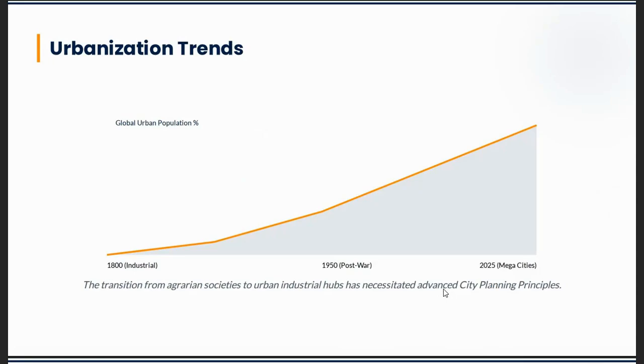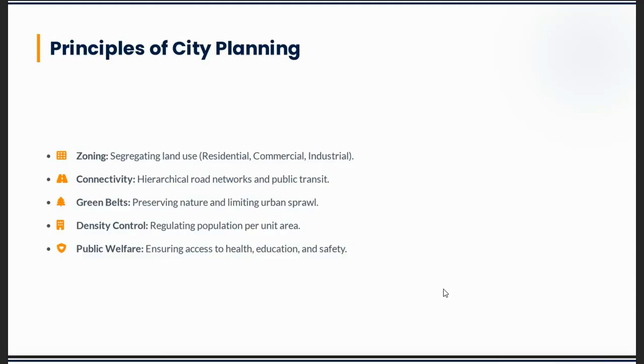Urbanization trends. Initially it was about the industrial population, next the post-war 1950s, and now mainly focused on megacities. The main principles of city planning: zoning, segregation of land use into residential, commercial, and industrial, which we have to segregate separately. Connectivity, hierarchical road networks and public transport. Green belts, preserving nature and limiting urban sprawl. Density control, regulating population per unit area. Public welfare, ensuring access to health, education, and safety.